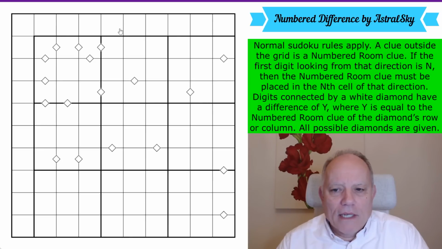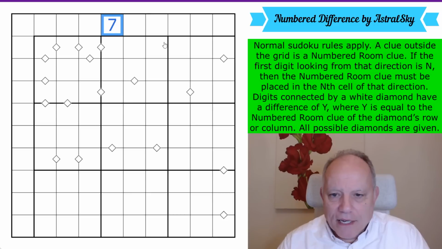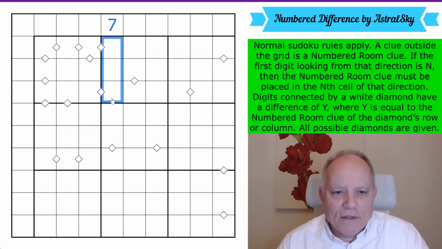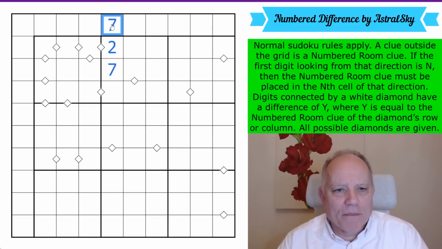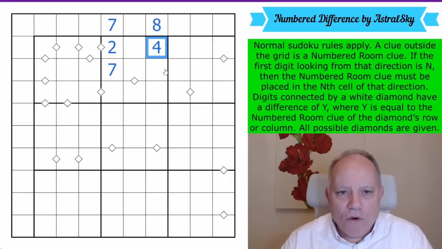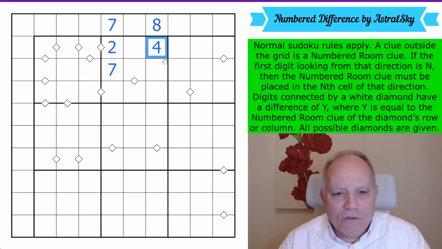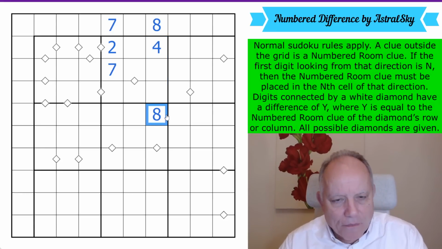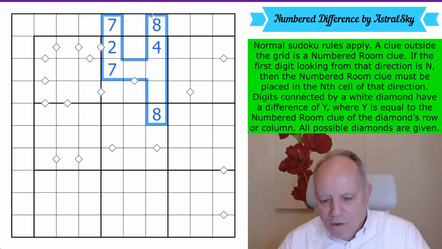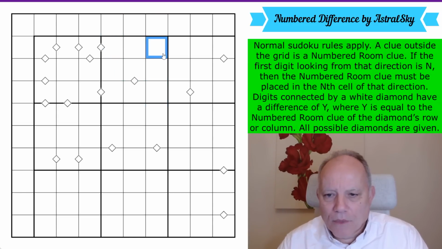So let's imagine a 7 here. If the first digit in this direction is n, let's say it was a 2, then the numbered room clue must be placed in the nth cell in this direction. So that would be here. In the second cell looking down, it would have to be that numbered room, a 7. If this was an 8 and that was a 4, what do we get? We get an 8 in the 4th room, which is here. So that is how numbered rooms clues work.